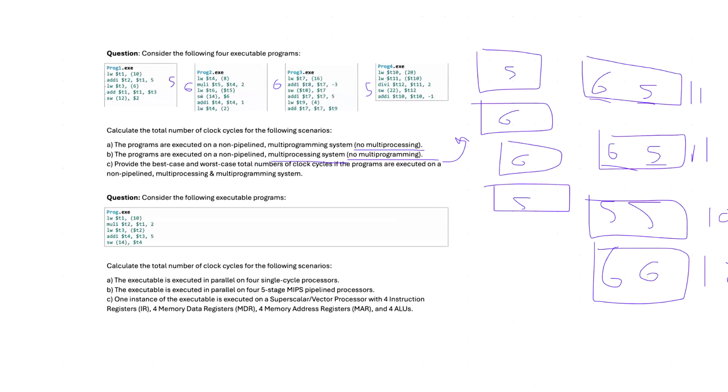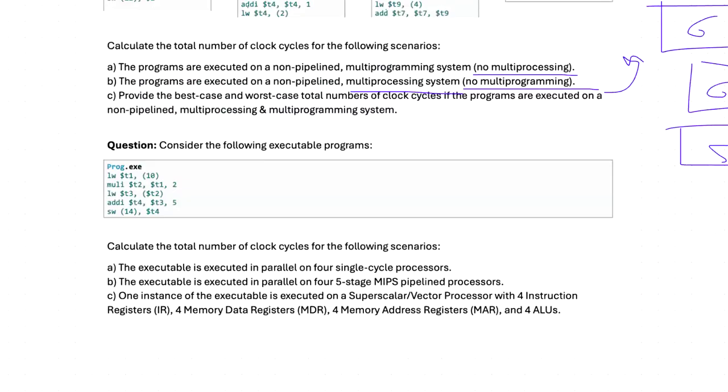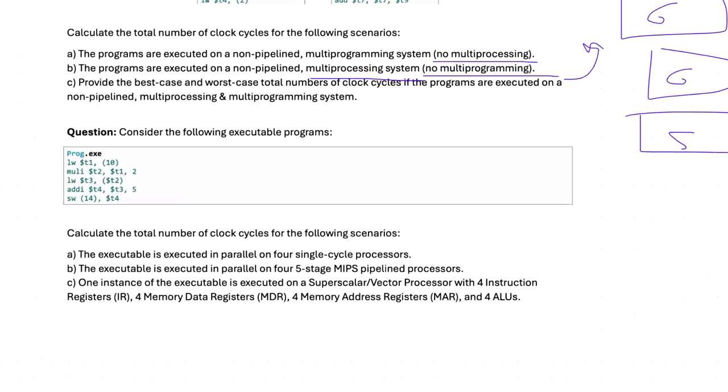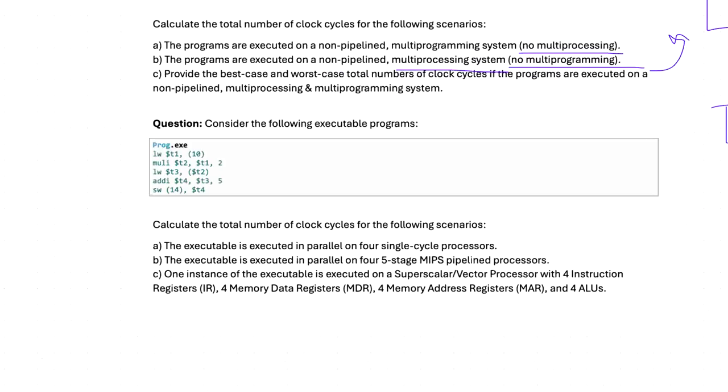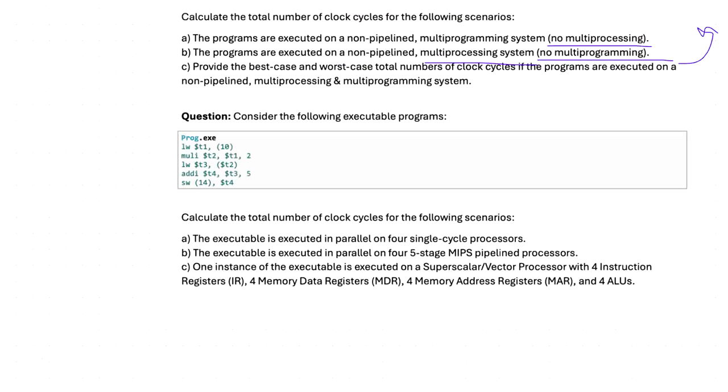All right, the second one is a little different, right? Calculate the number of clock cycles for the following scenarios. The executable is executed in parallel on 4 single cycle processors. Okay, so this is literally what we did in superscalar, right? So we know we have 1, 2, 3, 4, 5. If this is done on 4 single cycle processors, there's 5 instructions total, meaning 1, 2, 3, 4. One of these is going to have to get 2 lines of code instead of 1.